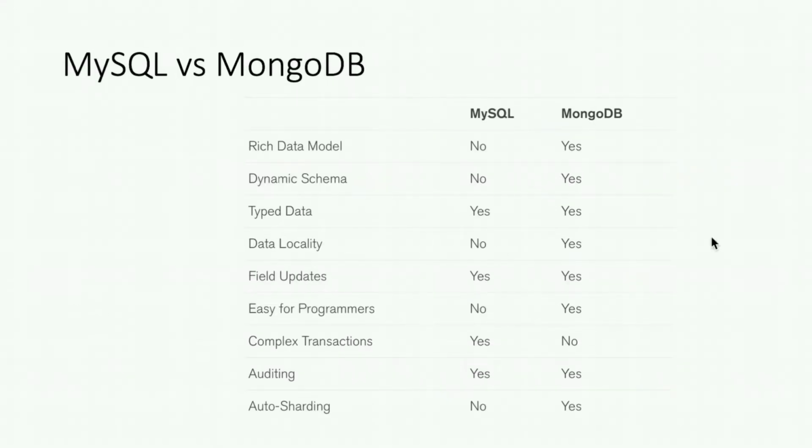Where are we now? Okay, well, MySQL versus MongoDB. Well, there's a bunch of different things that MySQL doesn't have and MongoDB has, and how fantastic is that? So a rich data model, as we've already seen, dynamic schema, tight data, well, they both got that. Data locality, field updates, easy for programmers, complex transactions. Yeah, it's easier in MySQL for complex transactions without a doubt. And like I say, there are reasons why SQL is still the way to go with many things.